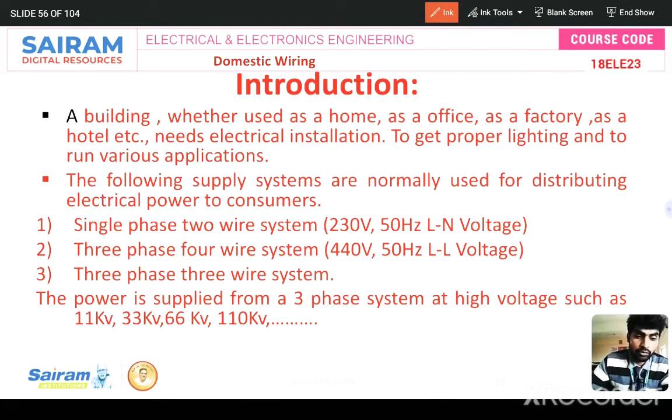So from the meter board to a particular place, that is the domestic wiring system. Basically we have a two wire system, phase and neutral, that is single phase. If it is a three wire system with one neutral, that is 4 wire, that is 3 phase for distribution purposes, and 3 phase 3 wire system only for transmission purposes. Power supply from 3 phase voltage, whatever transmission lines there are from the generating station to the consumer up to that pole, is always 11 kilovolts, 33 kilovolts, 66 kilovolts, 110 kilovolts. Keep it in your mind.